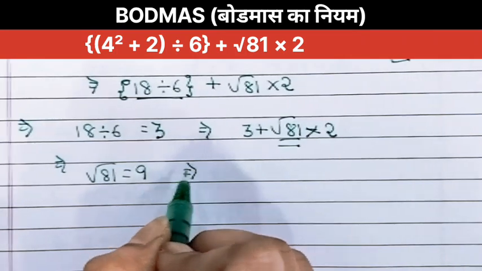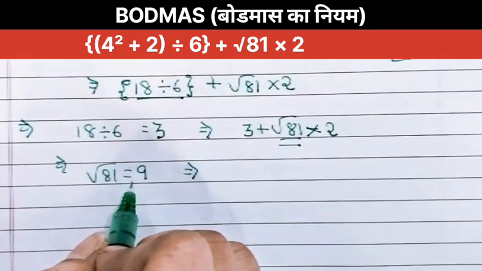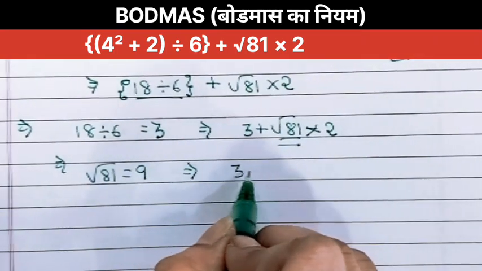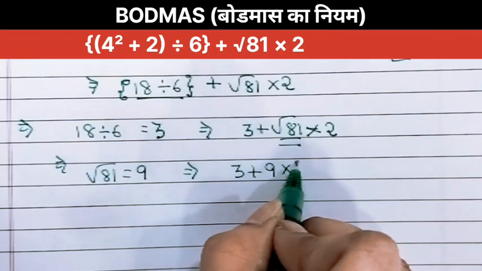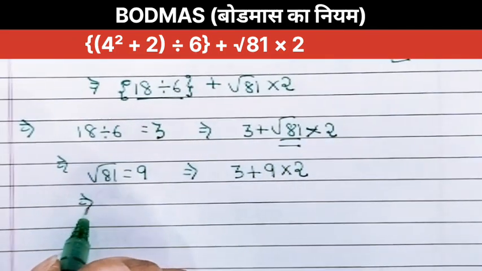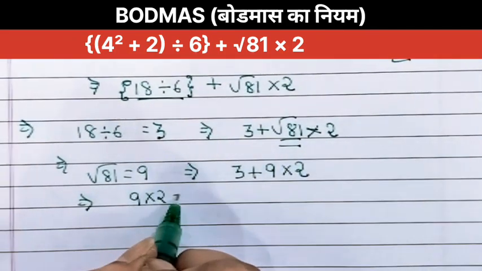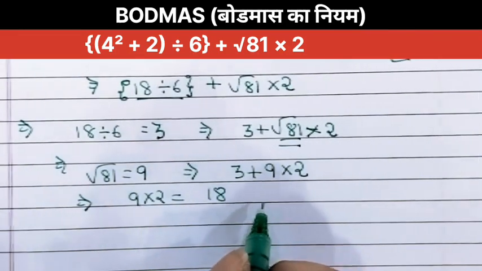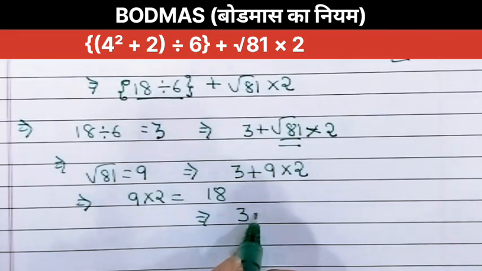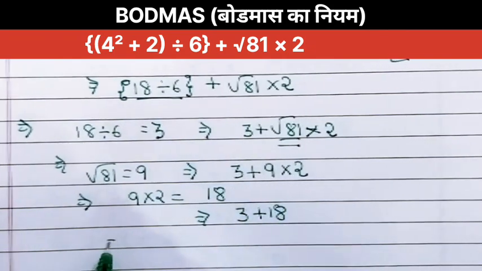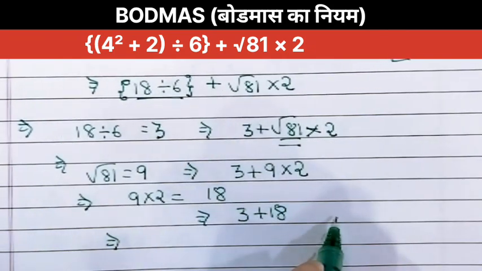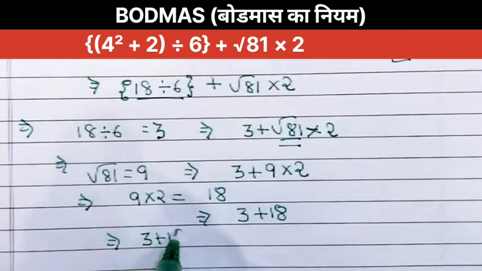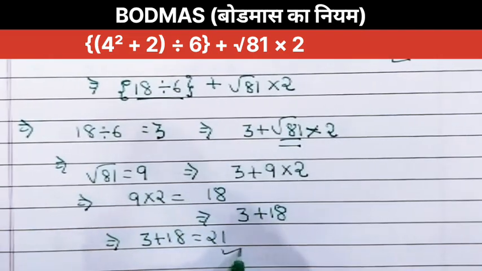And according to this step, roots and orders must be simplified before multiplying or adding. So now 3 plus 9 multiplied by 2. Perform multiplication. Now 9 multiplied by 2 equals 18, and multiplication ranks higher than addition. So now the expression becomes 3 plus 18, and perform addition. This is the last operation. So 3 plus 18 is equal to 21, which is the final result.